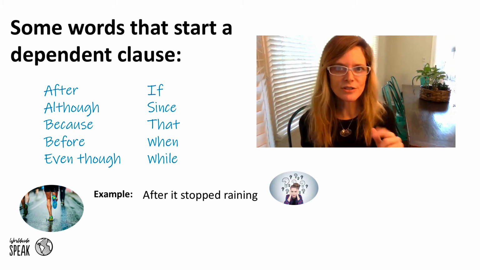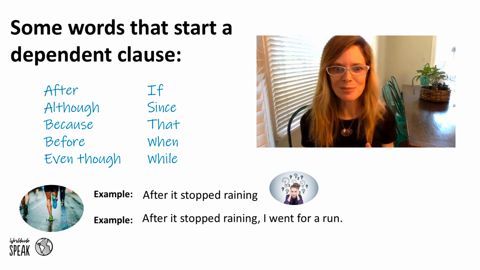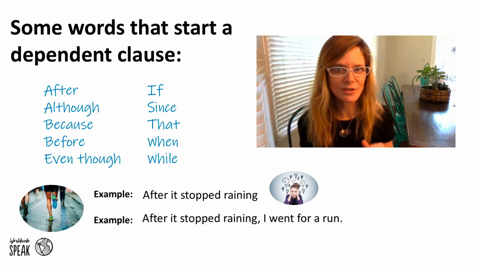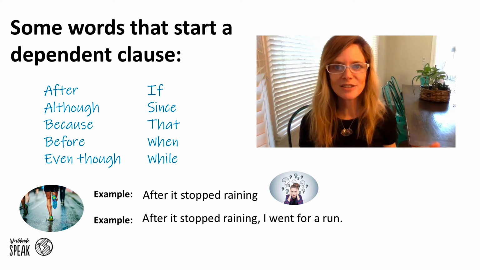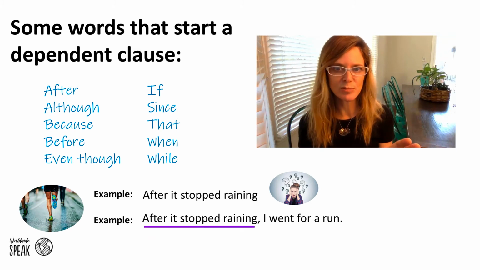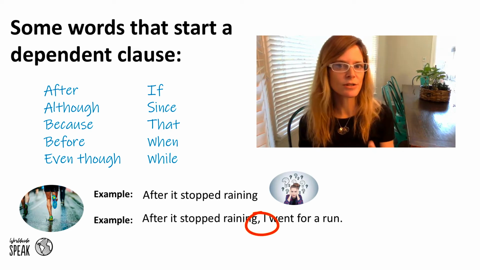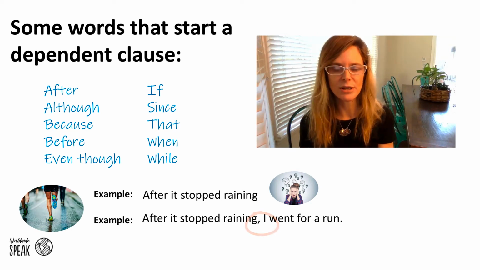Well, what if we hooked something onto that dependent clause to make a complex sentence? Something like this. After it stopped raining, I went for a run. So that's a nice complex sentence. You can see we start the sentence with a dependent clause. After it stopped raining, we know that word after signals dependent clause. And then notice there's a comma after the dependent clause before the independent clause. I went for a run.